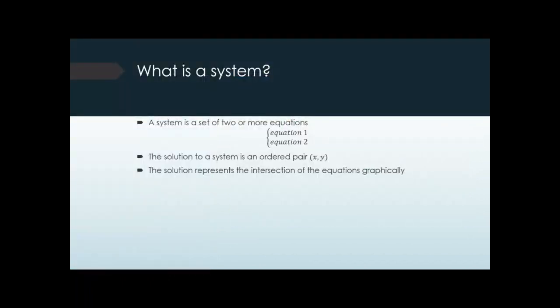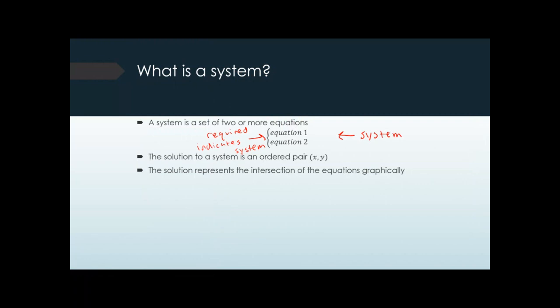So first we need to start with a system. What is a system? A system is a set of two or more equations. So here I have an example. This is a system. We have two equations written above each other, and then we have this curly brace. This curly brace is required to indicate it's a system, and so it indicates that they need to be taken together. So that is a requirement.